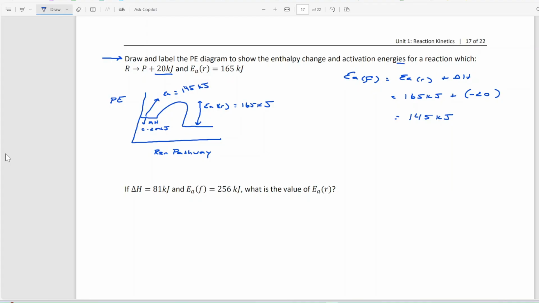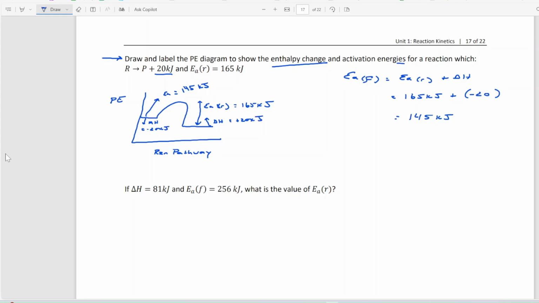kilojoules. So do I have everything? I wanted to draw and label a potential energy diagram to show the enthalpy change. Now I've shown the enthalpy change in reverse. If I wanted to show the enthalpy change in forwards, if I wanted to show it in reverse, I would say that delta H is equal to positive 20 kilojoules.